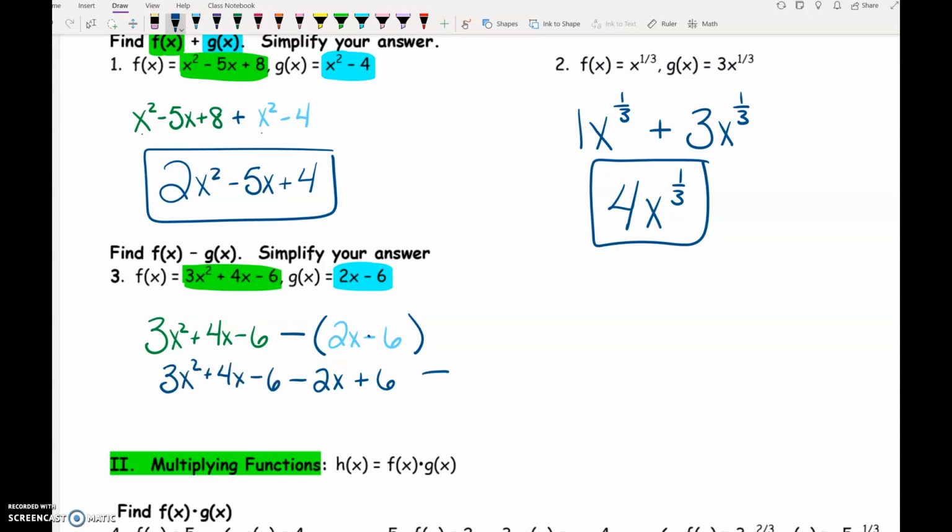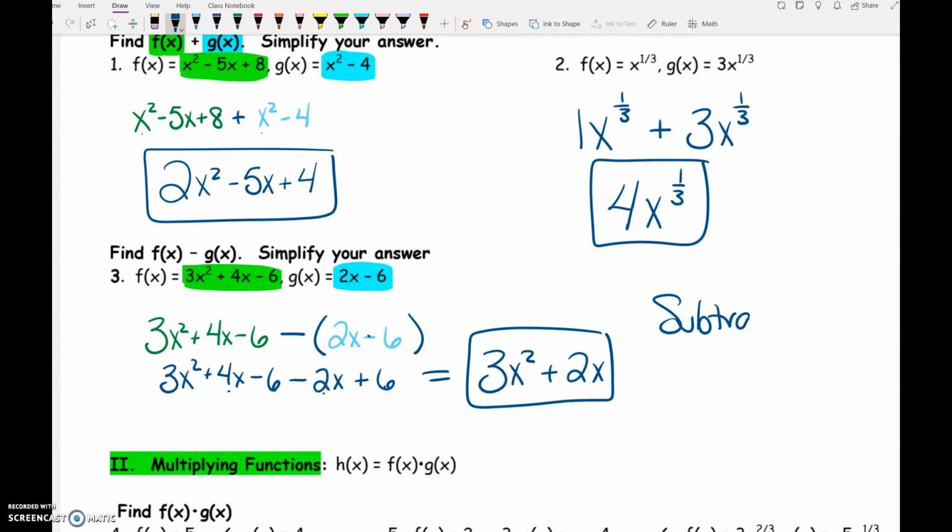Then you can combine like terms to get 3x squared. 4x and negative 2x makes 2x. Negative 6 and 6 cancel each other out. 3x squared plus 2x. The biggest thing to remember with subtraction is that you are taking the first function minus the second function, and you will likely have to distribute the negative to that second function.